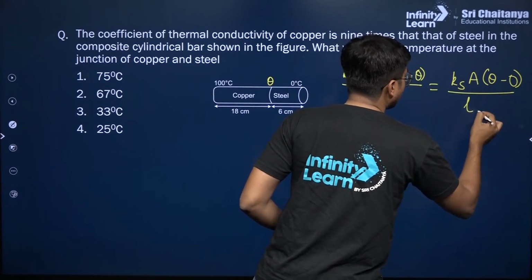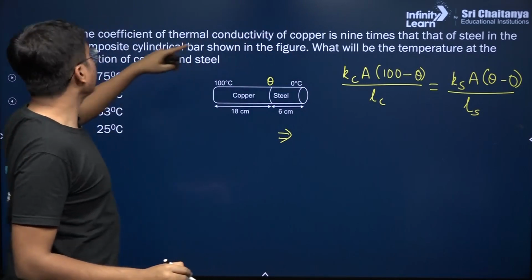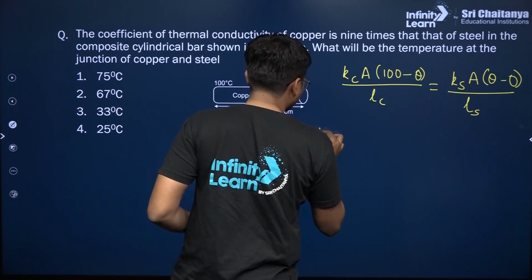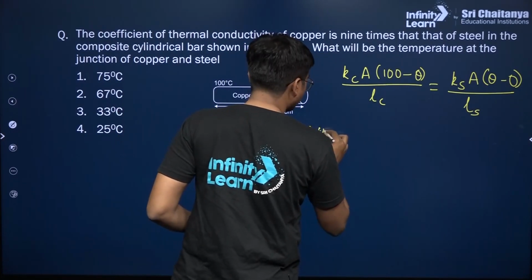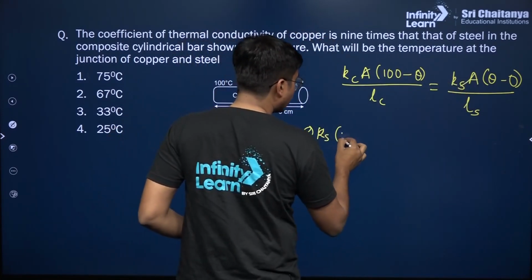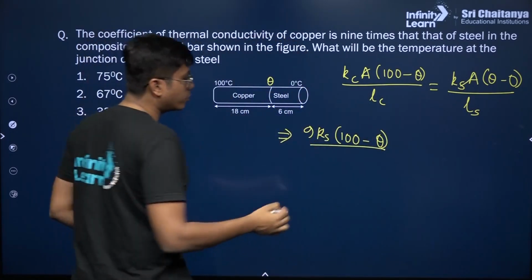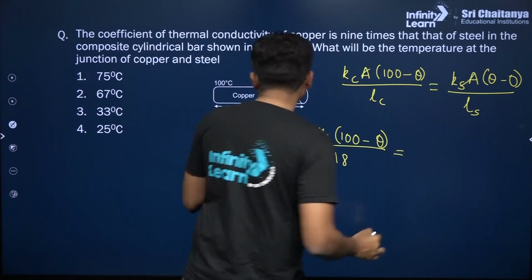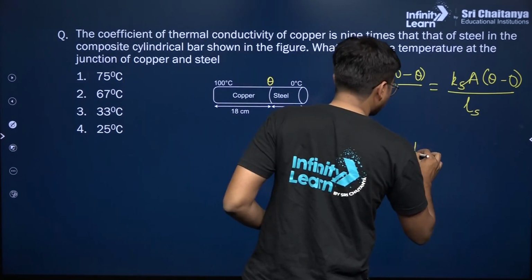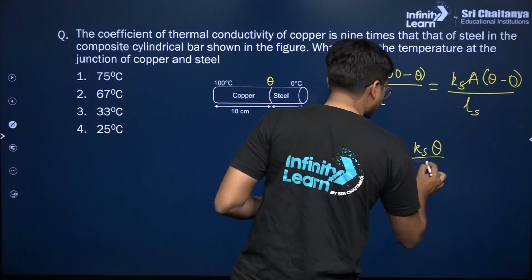divided by the length of the steel part, where Kc has been said to be 9 times the thermal conductivity of steel. So Kc is 9 Ks. Area is already the same, you can cancel it out right here. 9 into (100 minus theta) divided by Lc, the length of copper, 18. Centimeters doesn't matter, because as you will see we can cancel them out, so don't waste time. Ks stays Ks already, A is cancelled, and you just have theta divided by this length, which is 6.